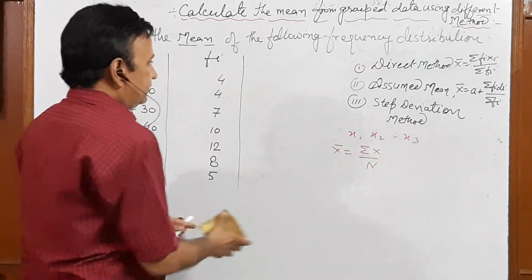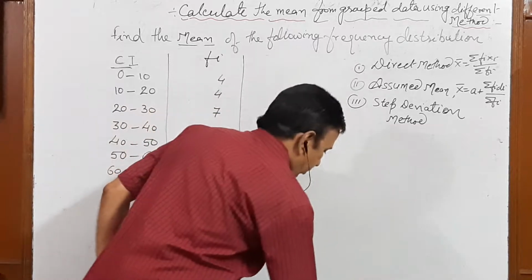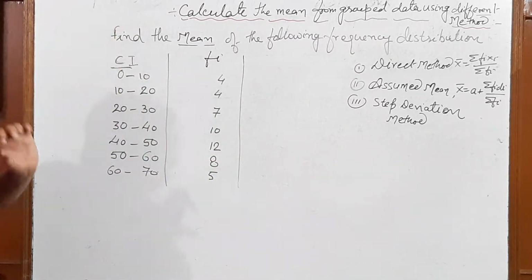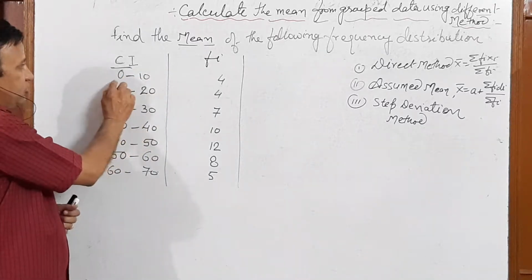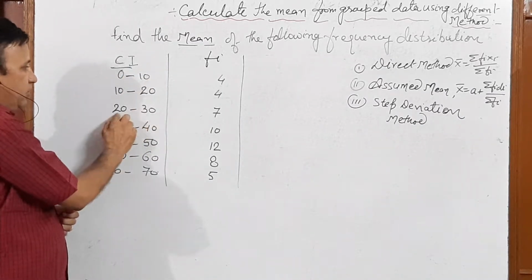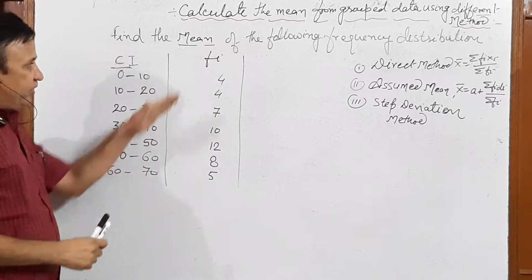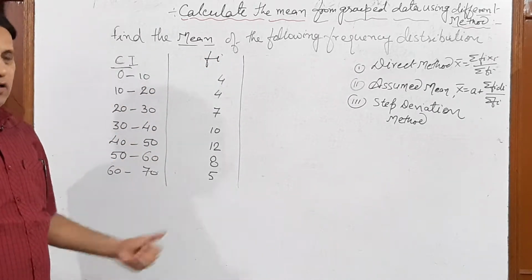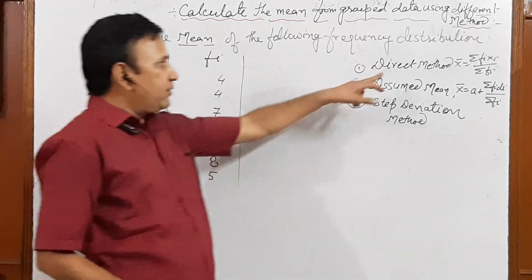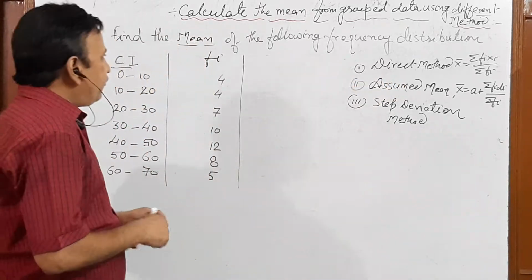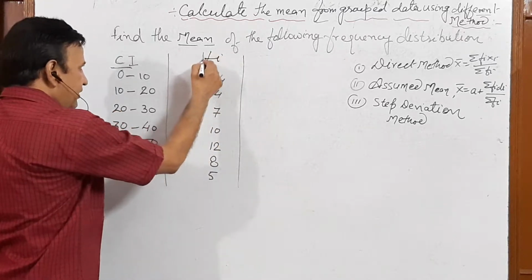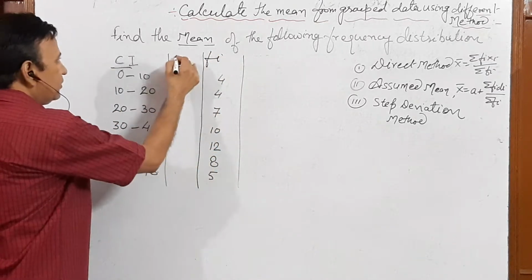Now first, suppose this is your question. Find the mean. Class intervals are given: 0 to 10, 10 to 20, 20 to 30, and so on. Now the frequencies are also given, so this is already given in the question. Okay, now what is your first step for the direct method? Simply find xi. Instead, you just mark xi here.